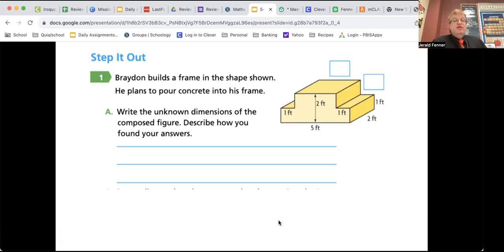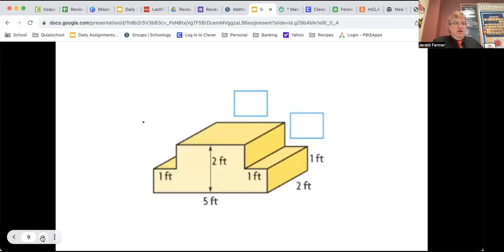Now, their first question is, write the unknown dimensions of the composed figure. Describe how you found the answer. I think that's a little premature. I think they should have given the next question first. But the very first thing you need to do is to draw a line somewhere on the figure so you can divide it into two pieces. And I believe the place where you should draw a line would be right here.